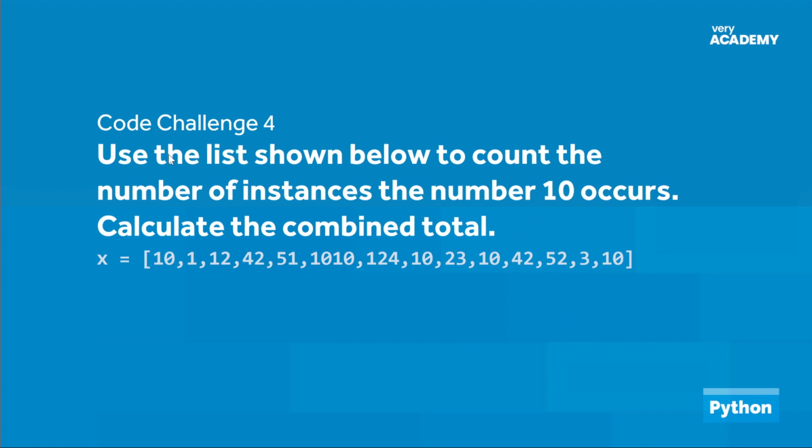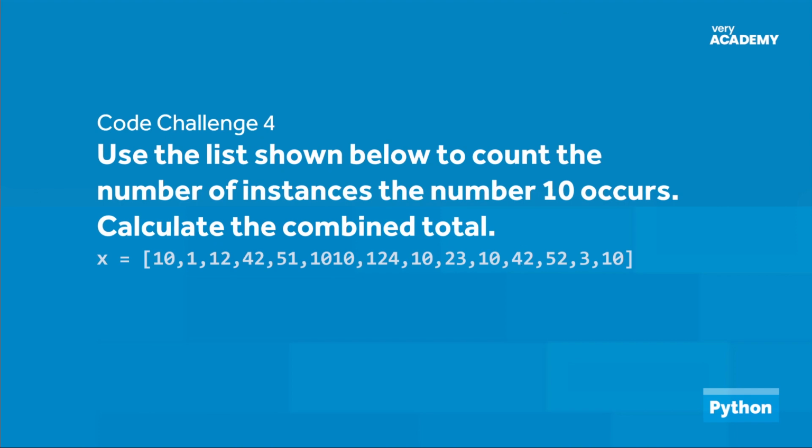Right, so here, let's do code challenge 4. Use the list shown below to count the number of instances the number 10 occurs. Calculate the combined total. So we need to identify where the integer 10 appears. Now this is 1010, not 10, so just 10. 1, 2, 3. So there's 4 instances of 10 in this list. We need to count those, the fact that there's 4 of them, and then calculate the combined total. In this case, it's going to be 4 times 10. So the outcome here should just be 40.